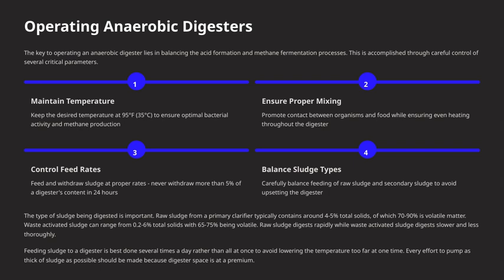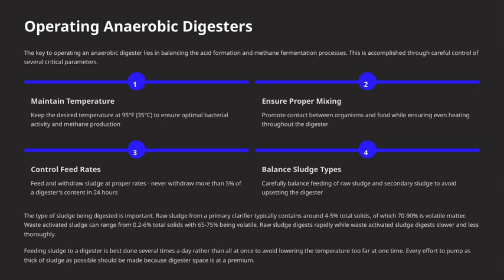Next, proper mixing is crucial. Mixing promotes contact between the microorganisms and the food substrate, which helps the digestion process. It also ensures even heating throughout the digester, preventing hot spots or cold zones that could disrupt microbial activity.